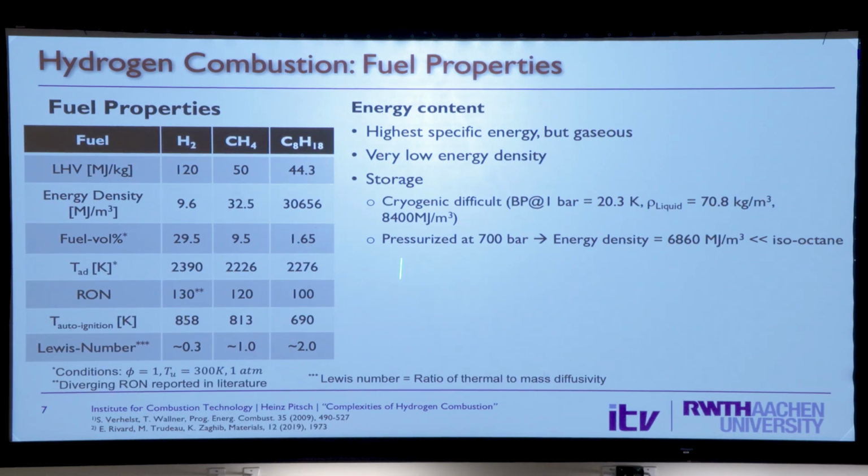I mentioned this before: there are two ways to store hydrogen. One is cryogenic at 20 Kelvin. That's super cold, in case you don't know the Kelvin scale all that well. Or pressurized at 700 bar, let's say for mobility. But even at 700 bar or at 20 Kelvin, the energy density is about 6,000, and isooctane has 30,000. That's still a factor of 5 less than the liquid fuel, even at these conditions. And that doesn't even include the tank, that's just the hydrogen itself. So that's a big issue.